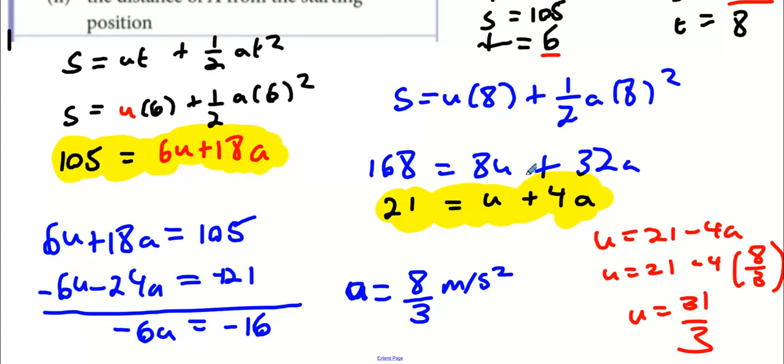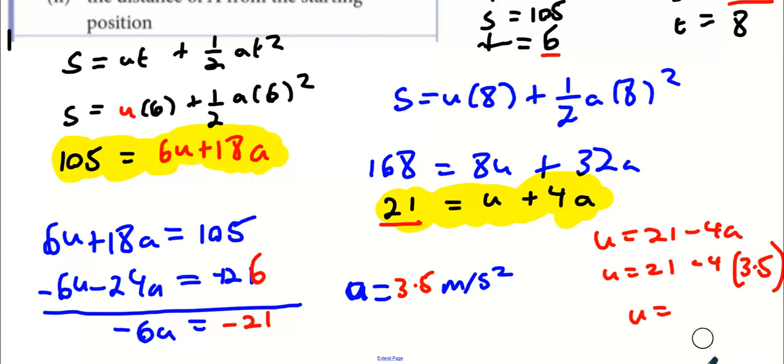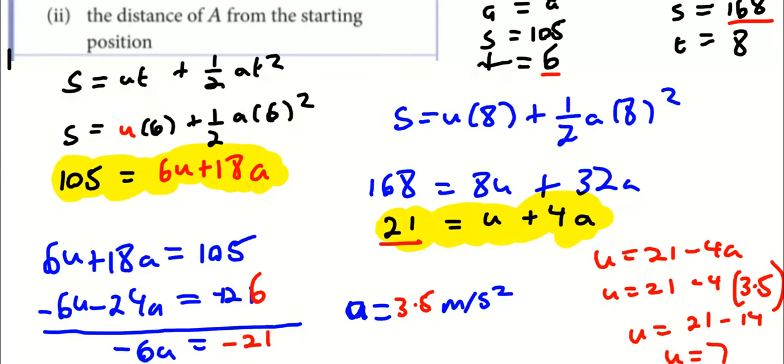Right. Where was it? Sorry, 6 times 21 is 126, which makes this what, guys? Divided by 6, and we get. Oh, sorry, it's minus 21 now, is it? 21 divided by 6 is 3.5? Yeah, that's a nicer number. Sorry guys, acceleration is 3.5. Then put 3.5 in here. And what you get instead is 14, because you've got to put in the U value here. U is 21 minus 4A. 21 minus 14, and that's U equals 7.